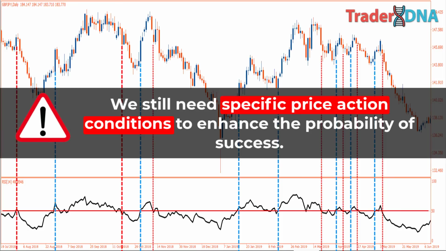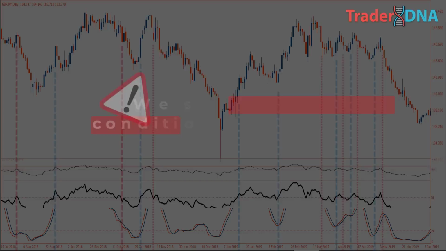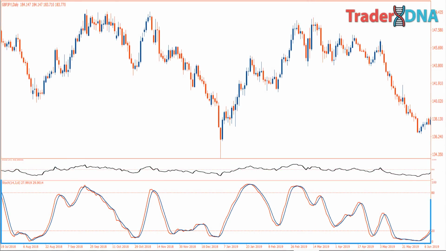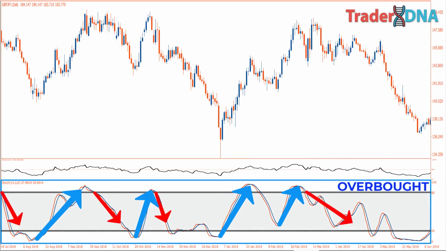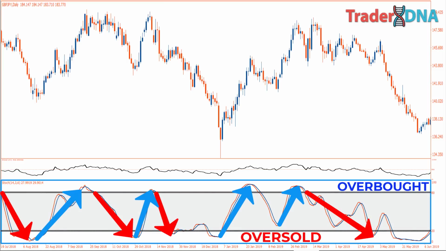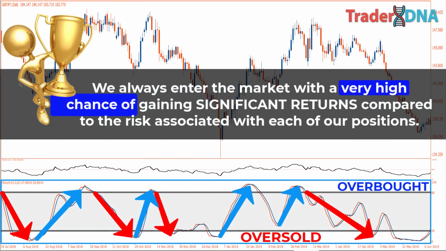The third indicator is the 14, 6, 3 stochastic oscillator. In this strategy, we use the stochastic oscillator to identify price increases that reach overbought conditions and price decreases that reach oversold conditions. By considering these overbought and oversold market conditions, we always enter the market with a very high chance of gaining significant returns compared to the risk associated with each of our positions.